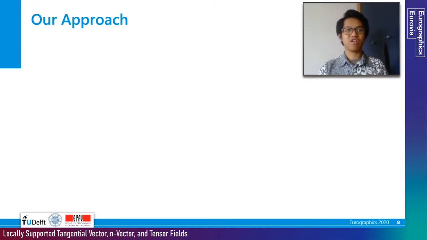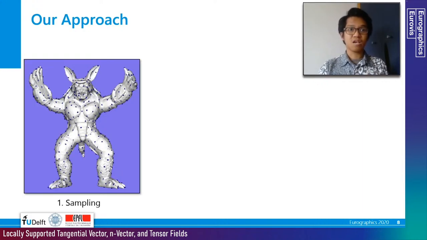Now, let us give a review of our approach. Our approach consists of three simple steps. First, we do sampling. We throw samples on the surface, and the number of samples corresponds to the desired degree of freedom that one wants to work with. In our constructions, we are using the farthest point sampling for equidistant distribution of samples.